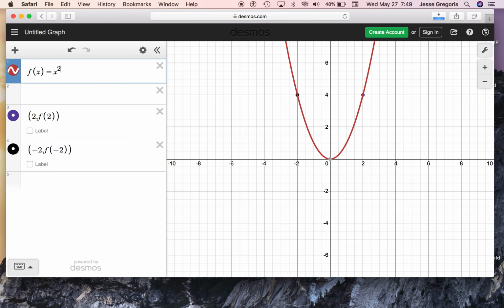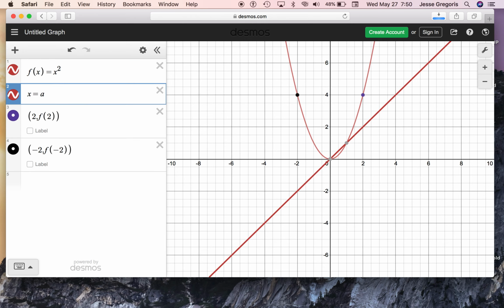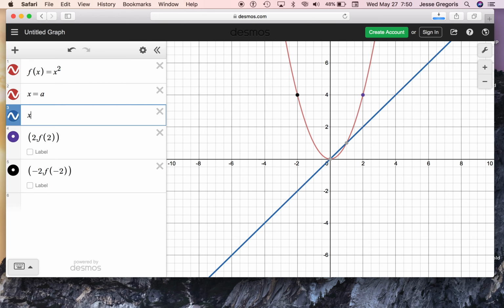Here's an even function. So for an even function, there's no rotation, but rather there's a reflection. So if I go to the line x equals a, and the line x equals negative a.